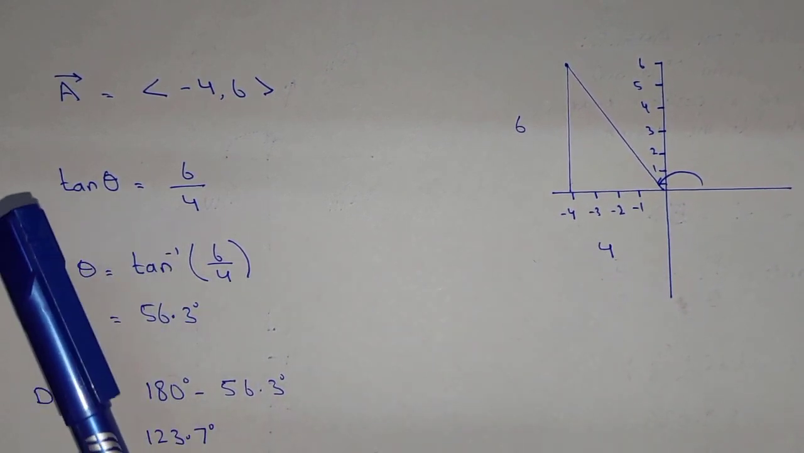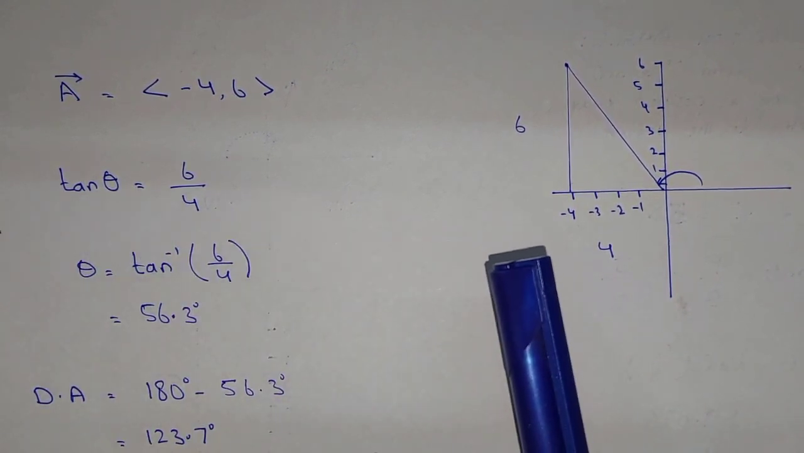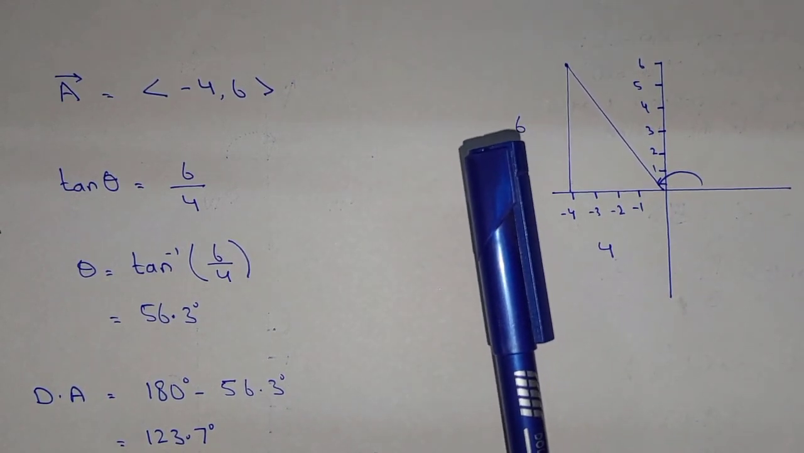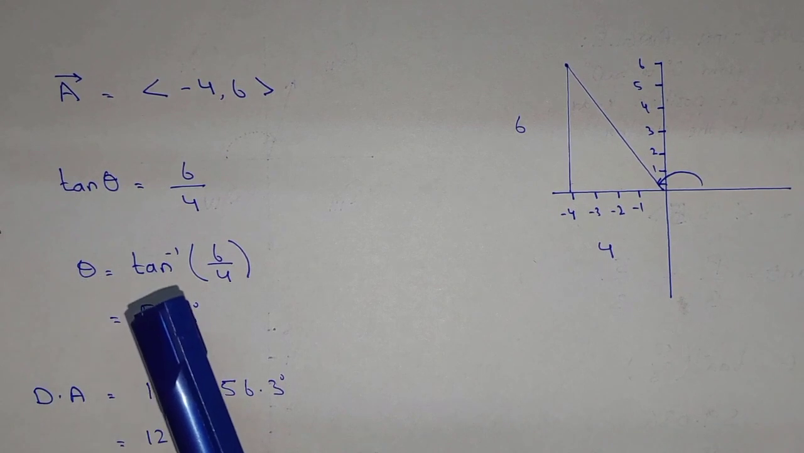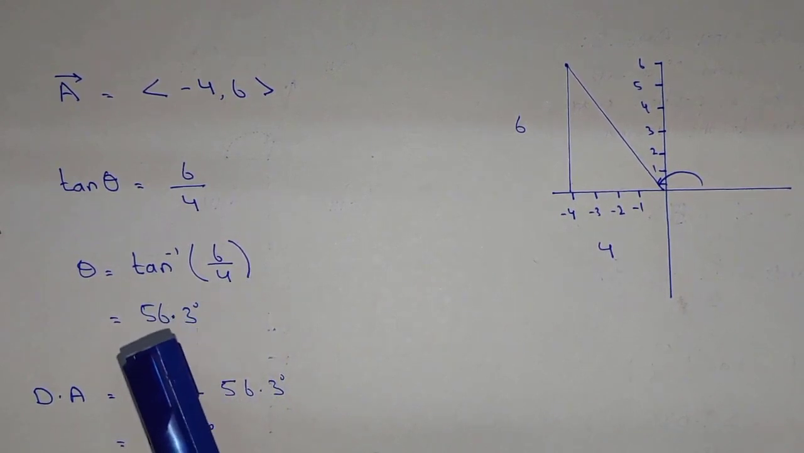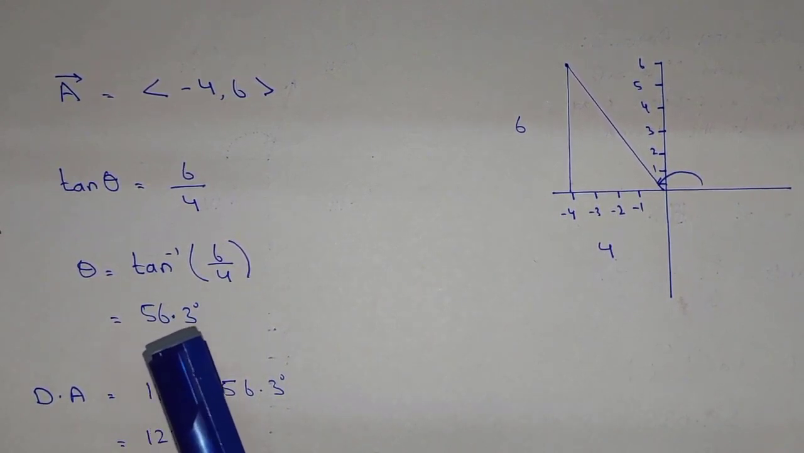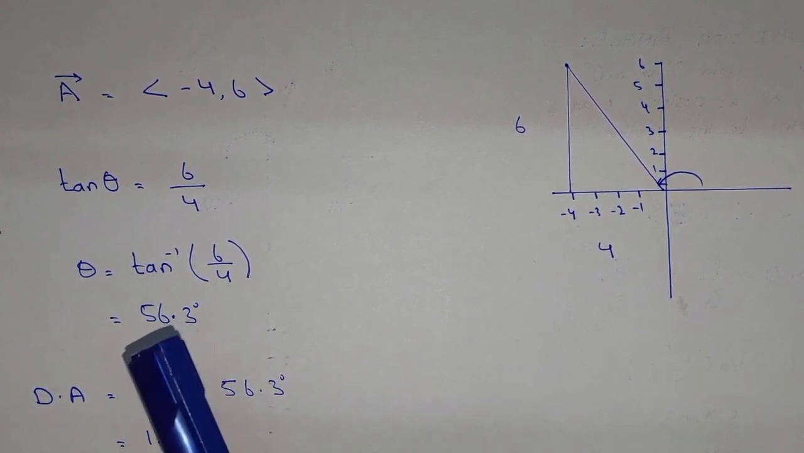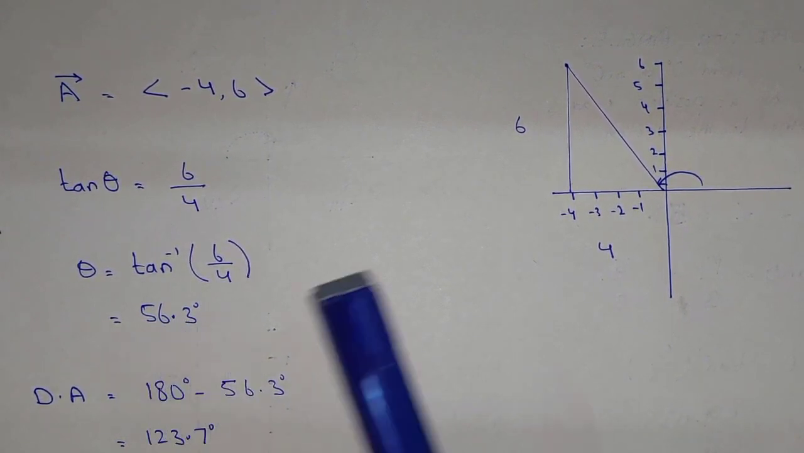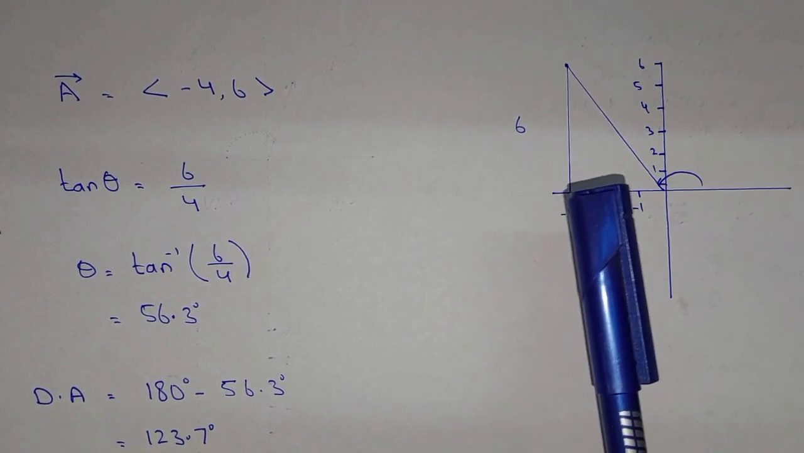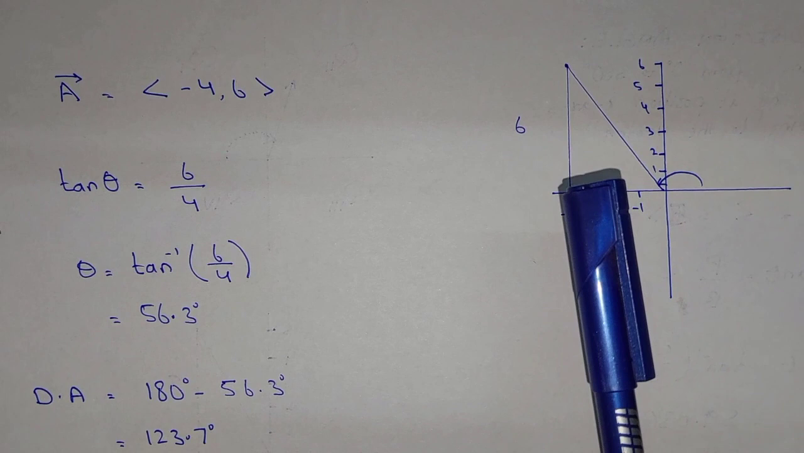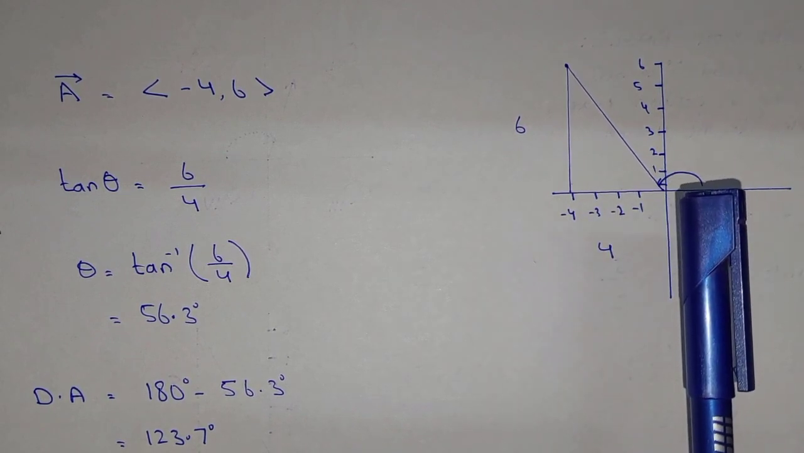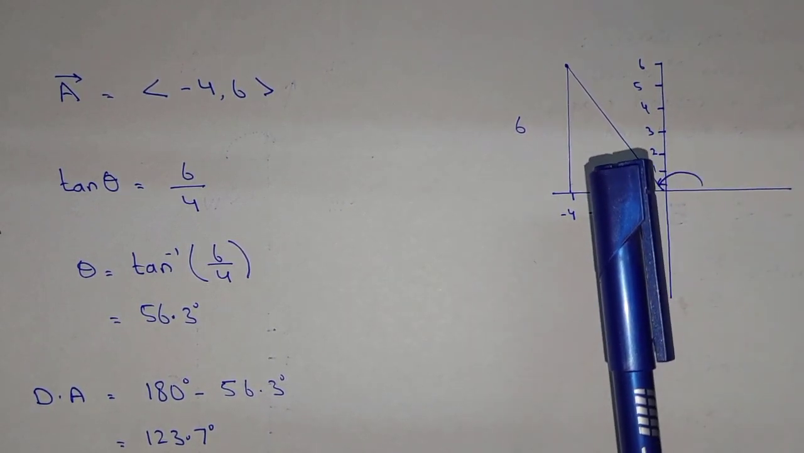Again, tangent theta equals perpendicular upon base. The perpendicular is 6 and the base is 4. So theta equals tangent inverse 6 over 4, and the answer will be 56.3 degrees. But remember, this is not the direction angle, because this is the angle inside, 56.3 degrees, and the direction angle will be from the x-axis up till here, to this vector.